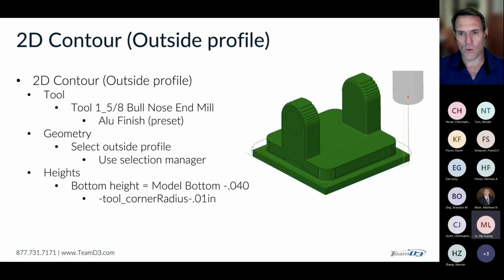If you don't select those short edges on either side, you'll see your tool path kind of dip in because it's trying to cut into those notches, or follow the radius that's at the bottom.